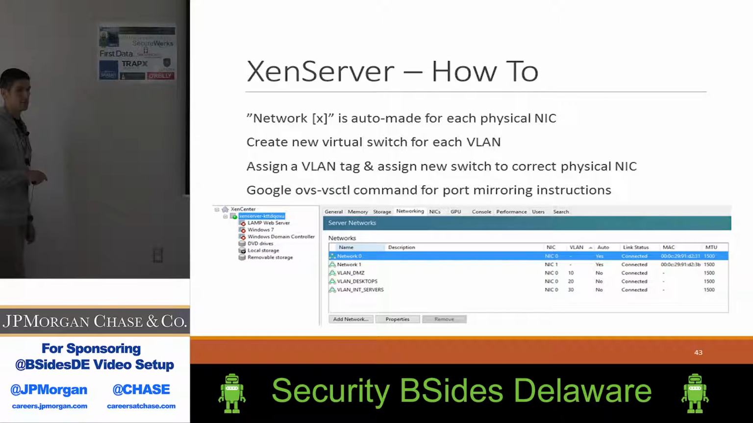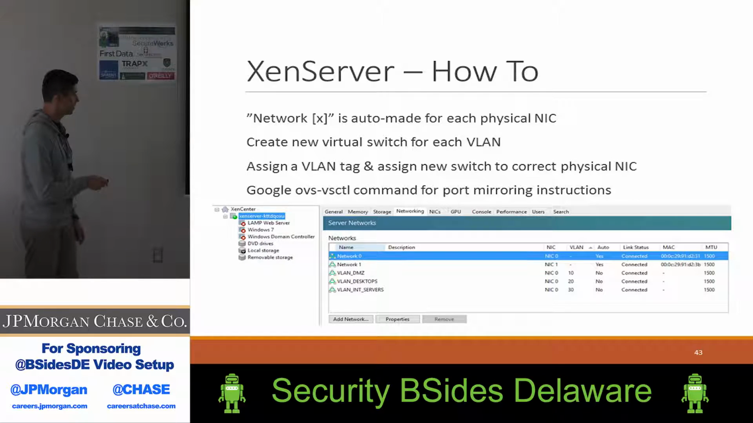Xen server, same type of thing. What to know about this is however many physical connections you have to the outside with NIC cards, it will create 2 switches for that. So in this case, network 0 and network 1 were auto-made with NIC 0 and NIC 1. And then I made these 3. These are all VLAN switches, and those VLAN switches have a number associated with them. So when I create virtual machines, you attach them to this. This maps to a physical NIC, and then also a VLAN number, so your traffic will be tagged that way.